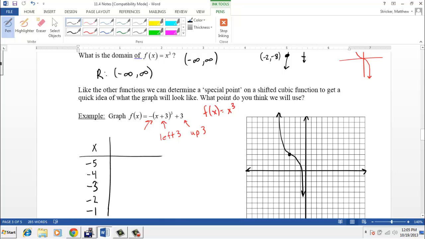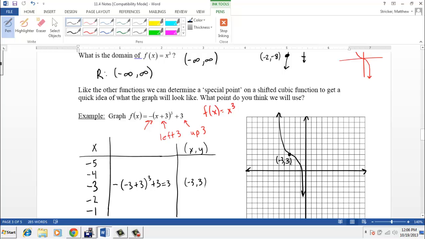We know that when we have negative 3, the y value should be positive 3, because this is negative 3 plus 3 cubed plus 3. But negative 3 plus 3 is 0, so this whole part wipes away and we just get 3, which means our point (x, y) is negative 3, 3, which we already know. We know it's going to include the point negative 3, 3.